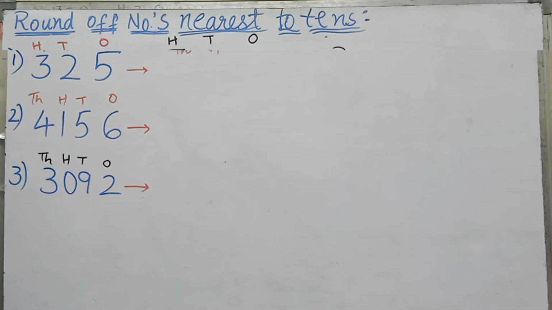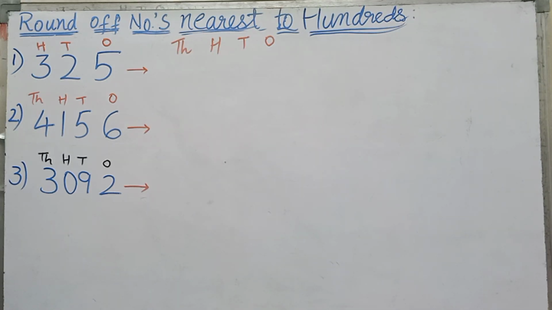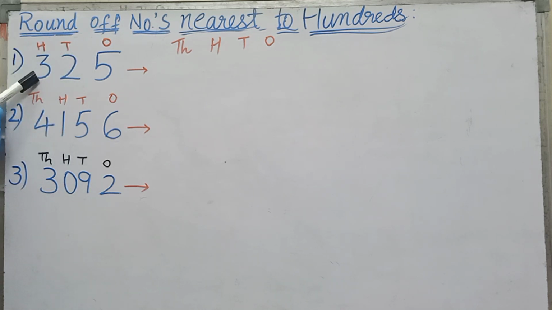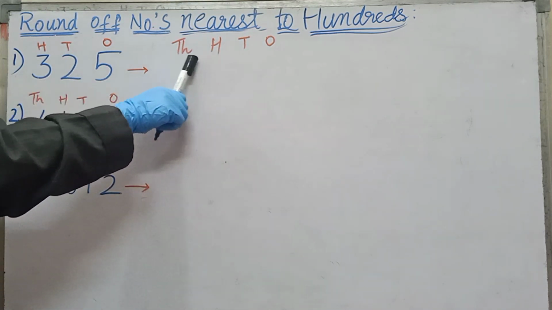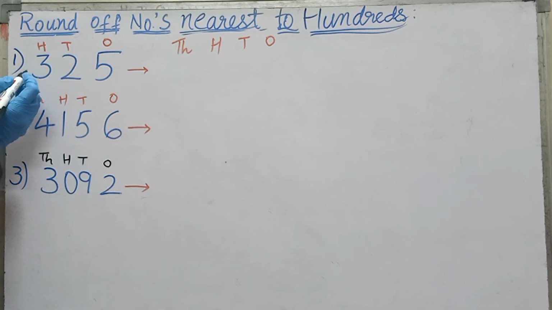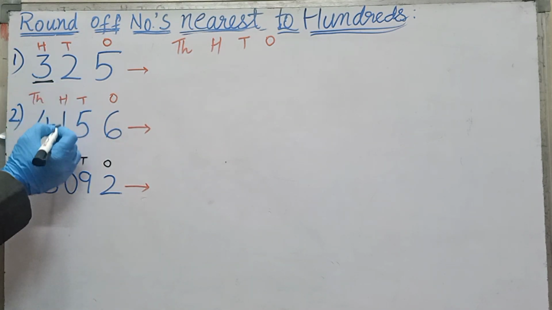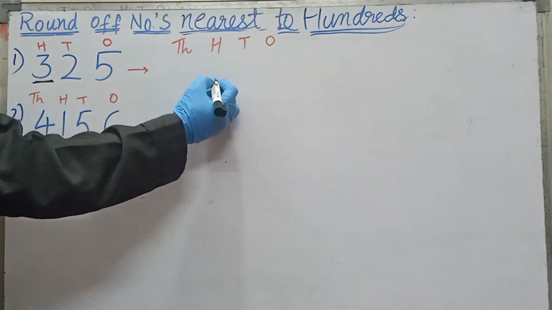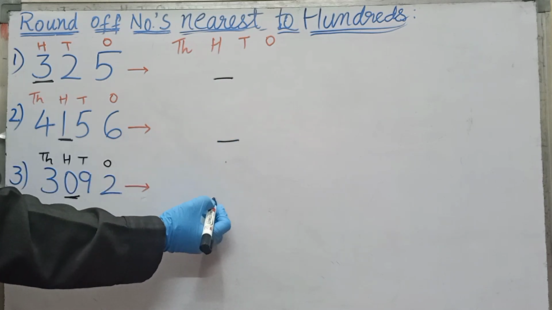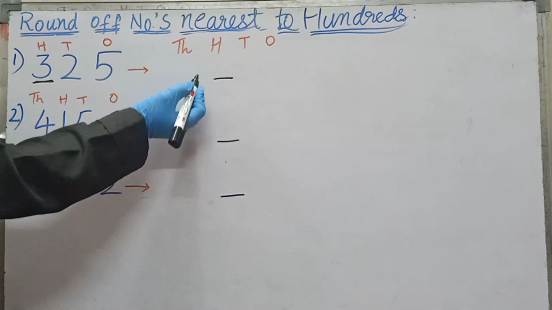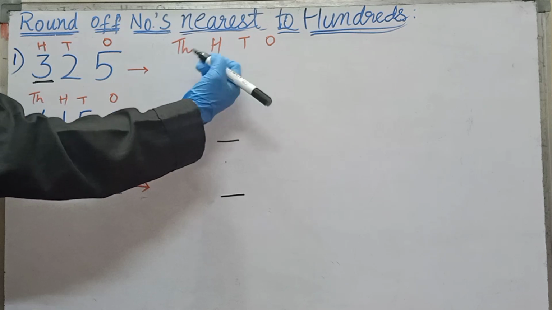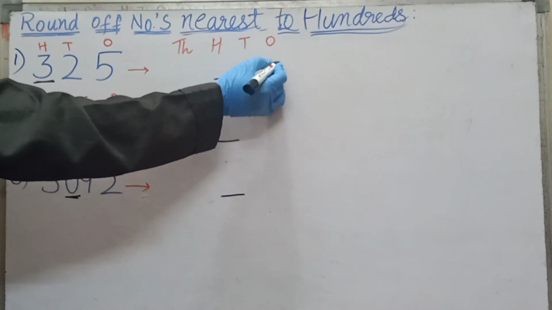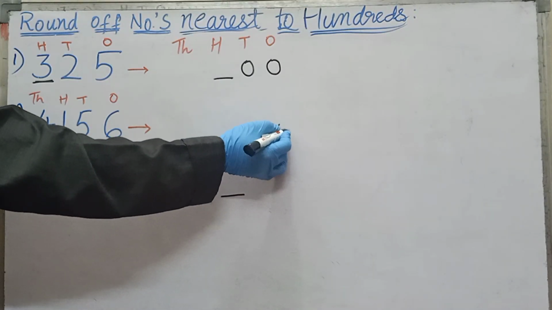Okay, students, we are going to round off numbers nearest to hundreds place. So first thing we have to do is write the place values over the questions. Then in the answers also we have to write the place values. Now I'll underline the hundreds place numbers in each one. Okay. So now hundreds place number we should not write. So I am just underlining it. In the tens and ones places on the right side, we will get zeros. Okay, so I am writing this first only.